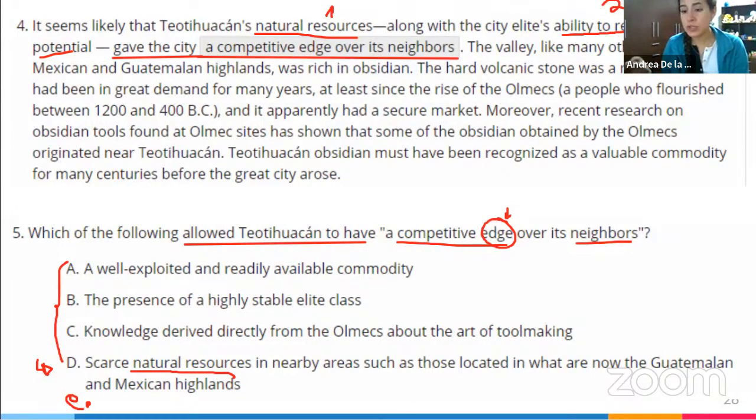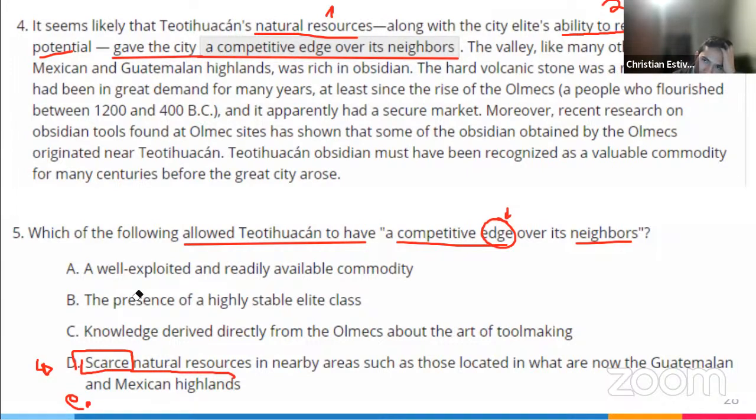So if you are going to choose a certain option that contains more information than what you have read, you need to make sure that it's correct information, right? That it makes sense, that it's supported by the text. So first of all, what tells us that these natural resources were scarce? What information in the text says that? How do we know they were scarce? Do they say that they were scarce in the text? No, but it says that it's a volcanic stone.